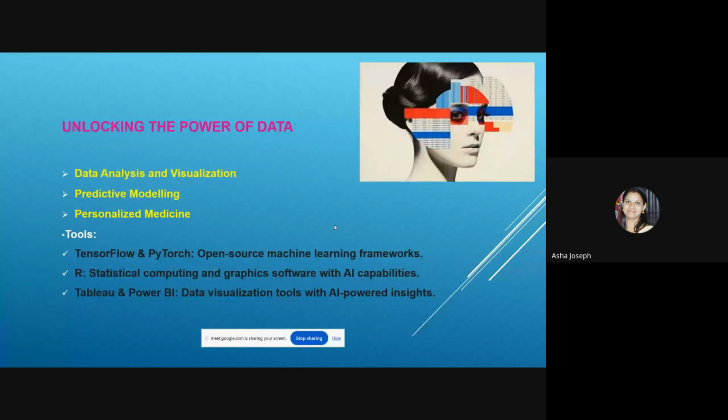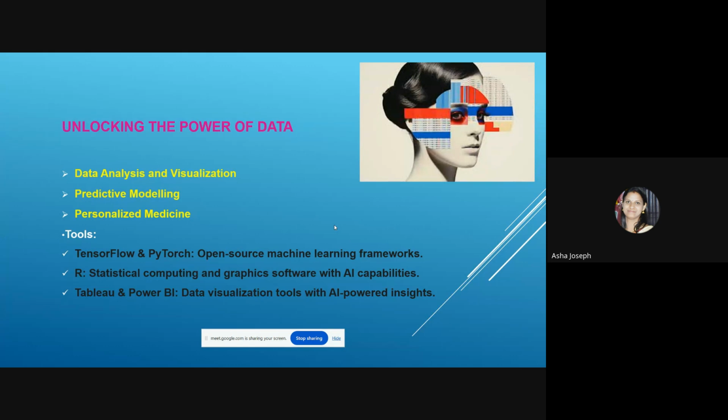Now, unlocking the power of data. In this, there are mainly 3 points I would like to talk about. One is data analysis and visualization. Second is predictive modeling and personalized medicine. The explosion of data in recent years has created both opportunities as well as challenges for researchers. So AI is very crucial in unlocking the full potential of this data.